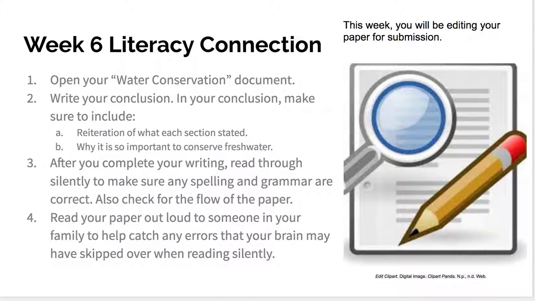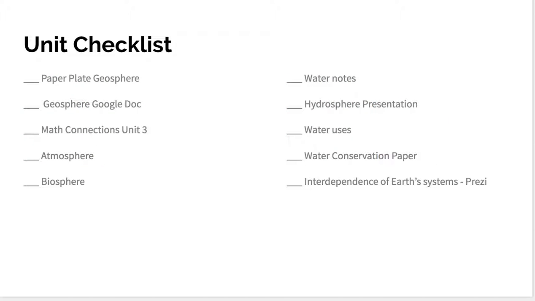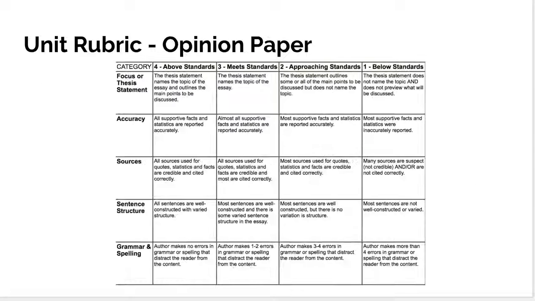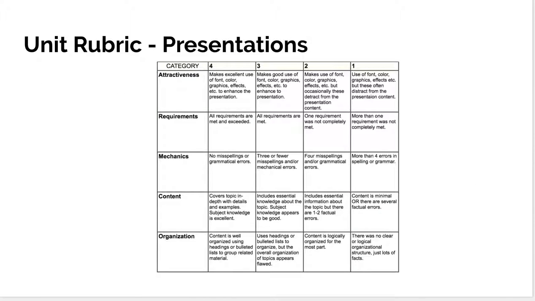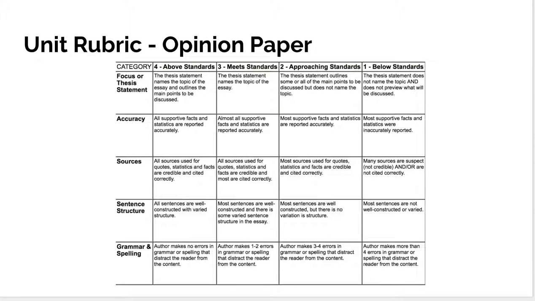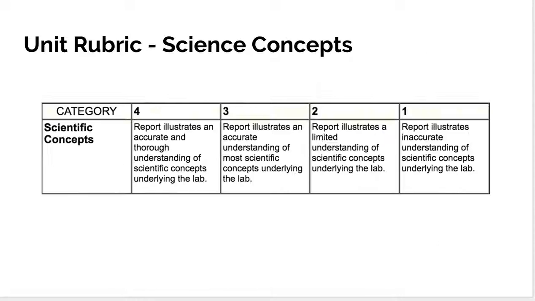The very last thing is make sure that you look at these last couple pages of the presentation. There's going to be a unit checklist, and these are all the things that you should have turned in throughout the unit. Then there will also be some rubrics. The first is going to be on your presentations, and that's going to be on all of them. The next is going to be on the paper that you're turning in this week, and lastly is going to be based upon science concepts.